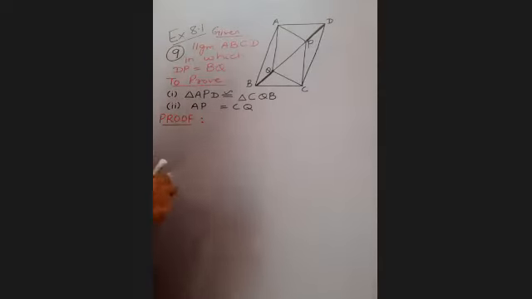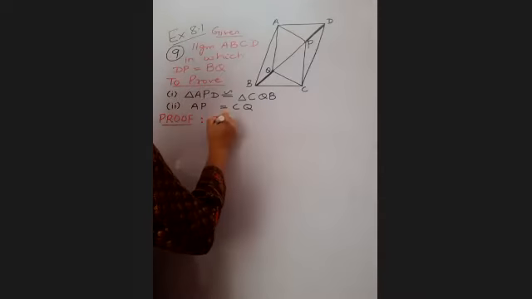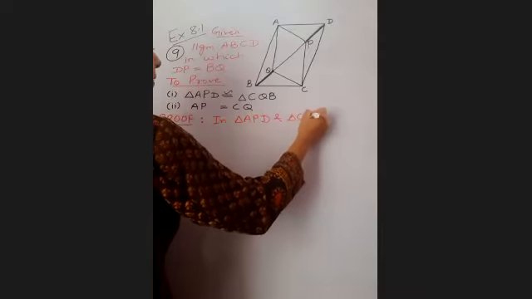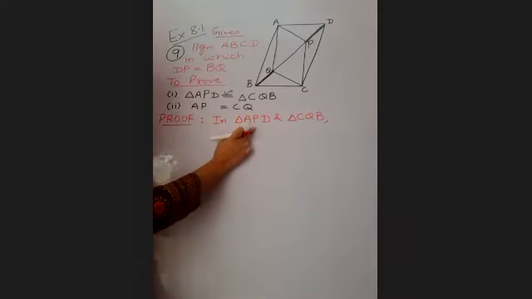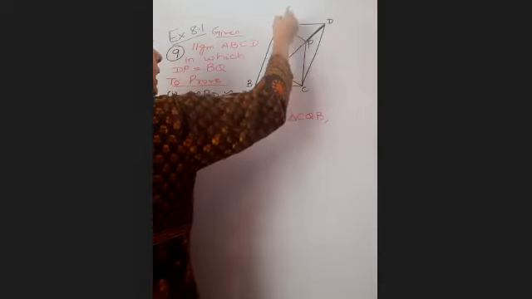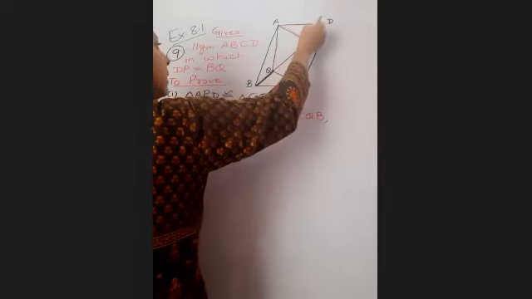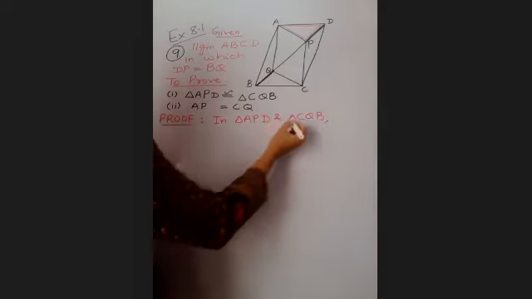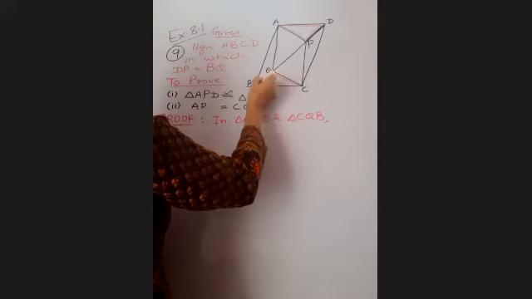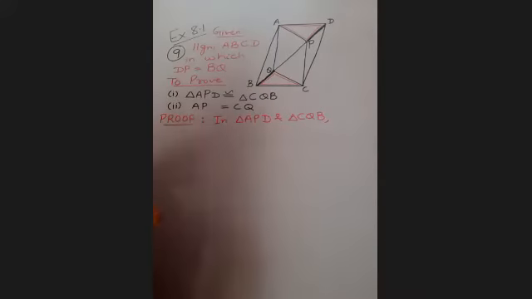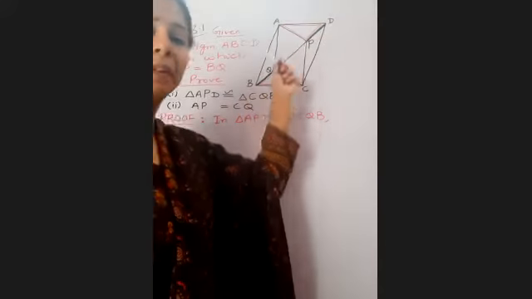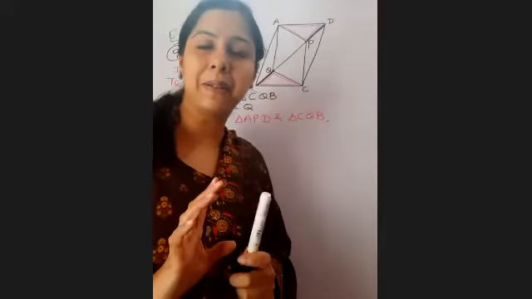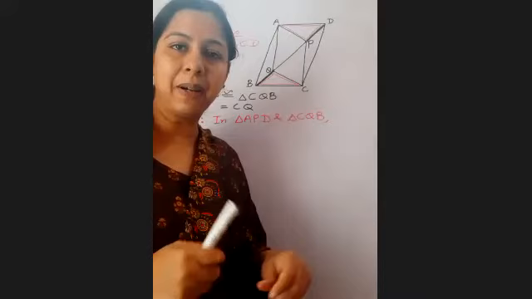So for part 1, we have to consider two triangles, triangle APD and triangle CQB. Let us look out for 3 conditions. Let us first of all trace these triangles, APD. In these two triangles, something is highlighted. Yes, ma'am. BQ is equal to PD. This is given to us. All right. Something else is also given.